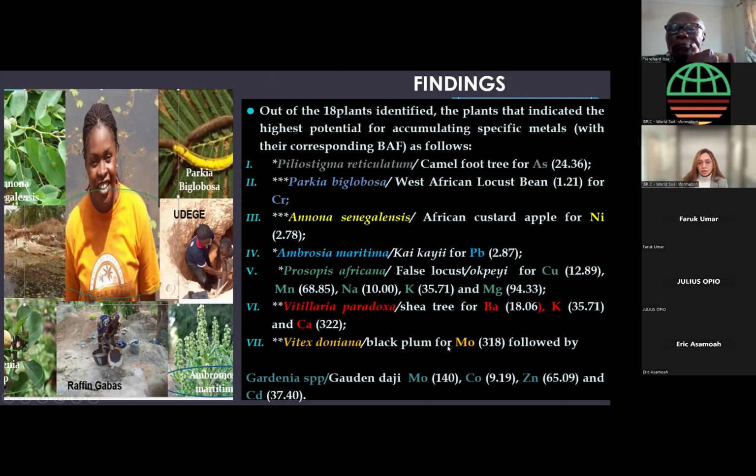Then we have black plum showing great potential for accumulation of molybdenum, while the Gardenia species showed potential for molybdenum, cobalt, zinc, and cadmium. So these were the plants that stood out for us, and you'll see some of them on the slides by this side. So these were some of the activities going on, some of the sites that were visited, and we see the artisanal miners on site doing their work, while this is the researcher, my humble self.